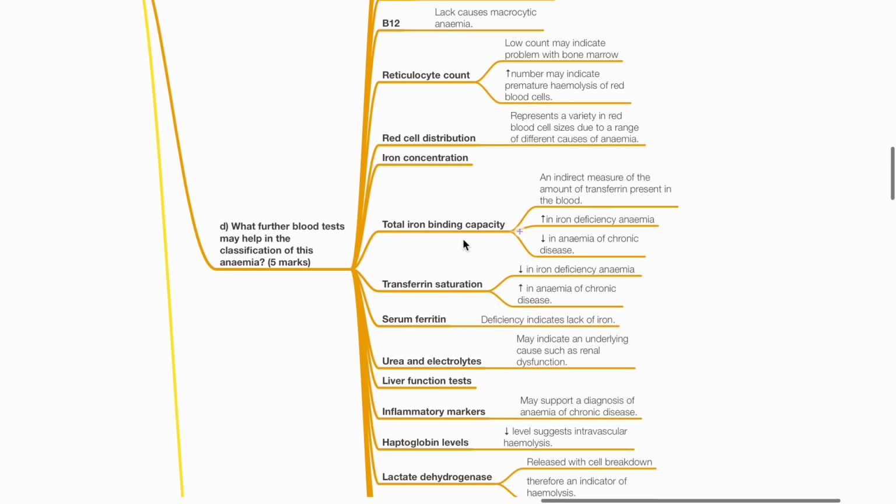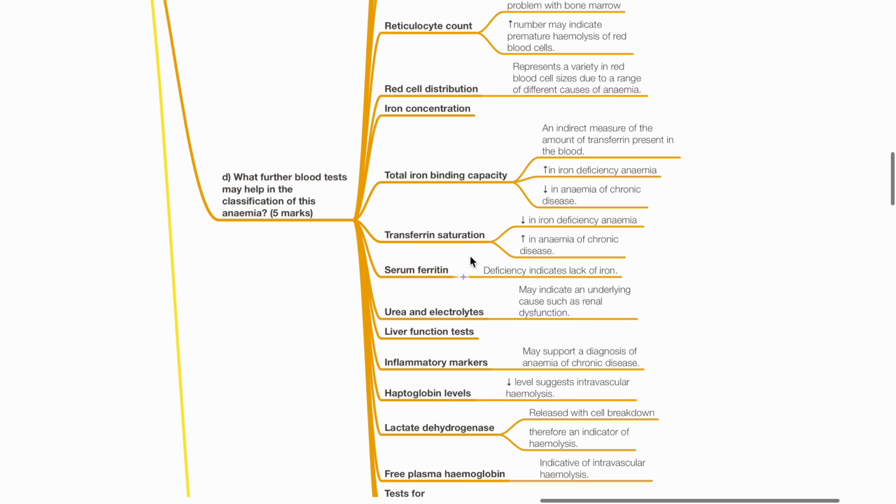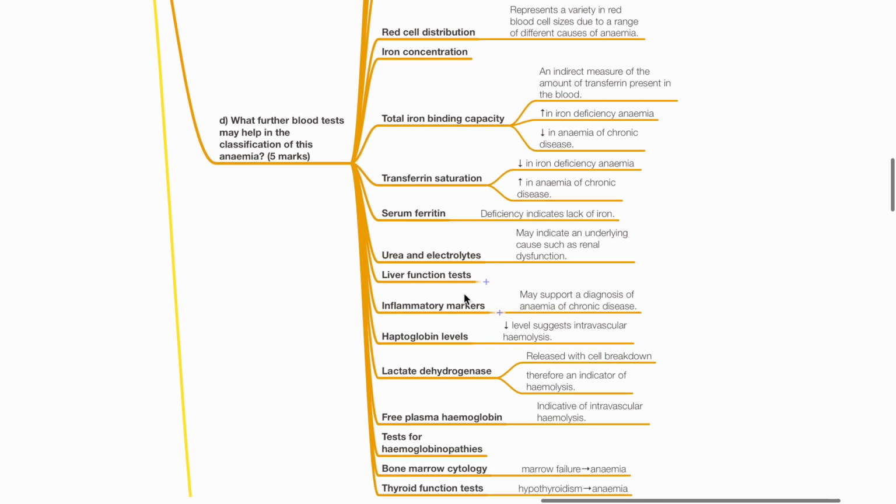Total iron binding capacity. This is an indirect measure of the amount of transferrin present in the blood, which is increased in iron deficiency anemia and reduced in anemia of chronic disease. Transferrin saturation. This is reduced in IDA and increased in anemia of chronic disease. Serum ferritin, which is deficient in iron deficiency.